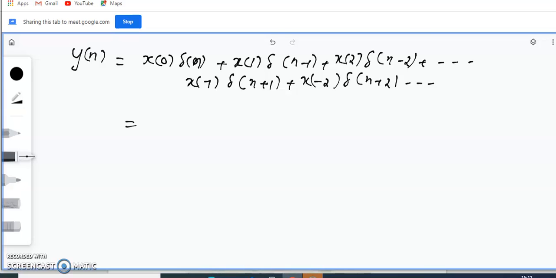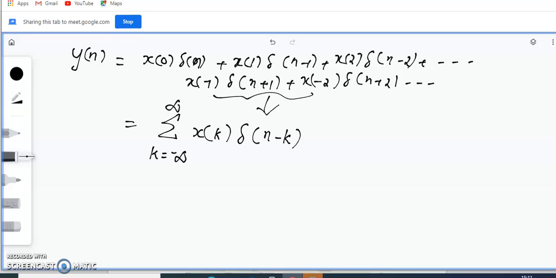So if I write a general equation, it will be a summation. So it is sigma, and I'll be giving some constant value k, which is varying from minus infinity to plus infinity. And you are having x of 0, x of 1, x of 2, etc., isn't it? So you'll call it x of k. And then you are multiplying it with the delta, isn't it? Delta n, not only n, it is n minus k. Isn't it? The same equation is written in a short form like this.